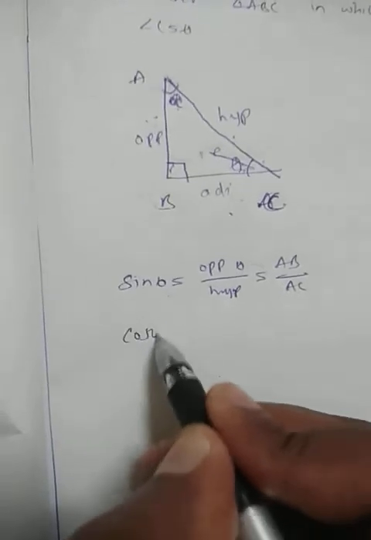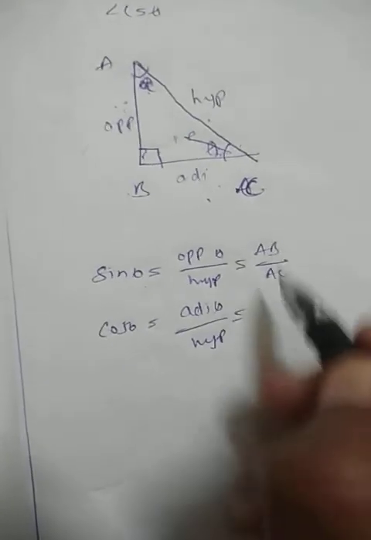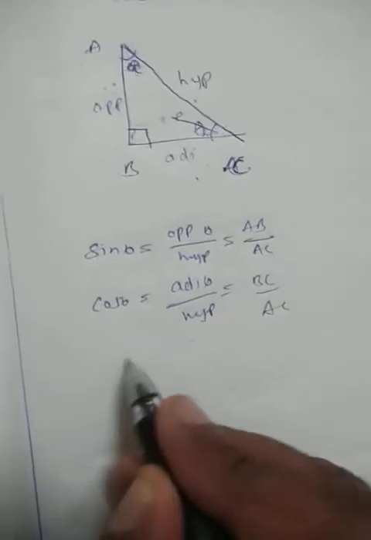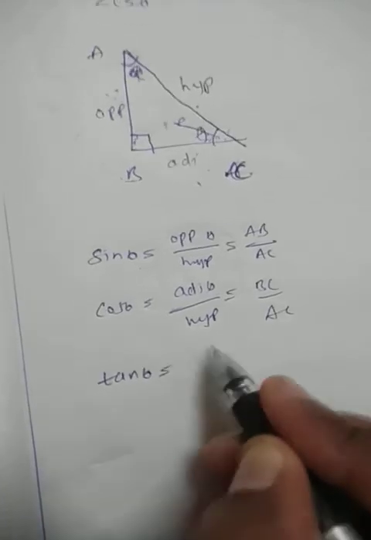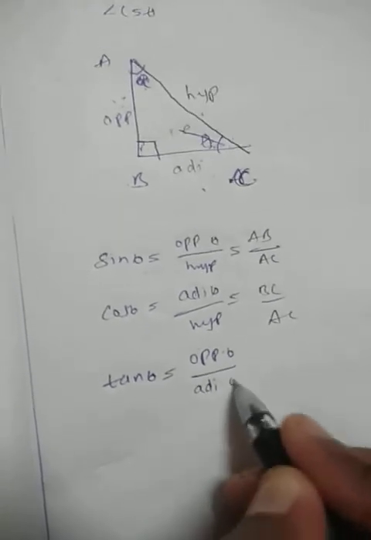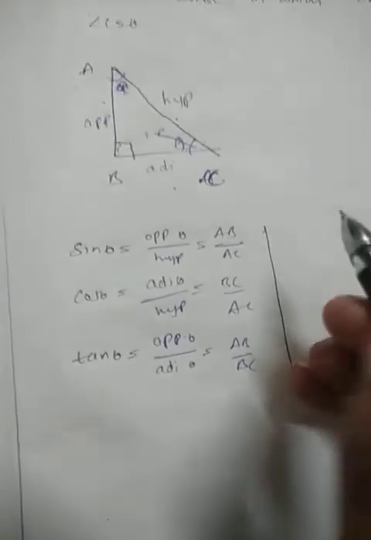Cos theta is the side adjacent to theta by hypotenuse. The side adjacent to theta here is BC, and the hypotenuse is AC. Tan theta is the side opposite to theta by the side adjacent to theta. The side opposite to theta is AB, and adjacent to theta is BC. So tan theta is AB by BC. The remaining ratios are reciprocals of these.